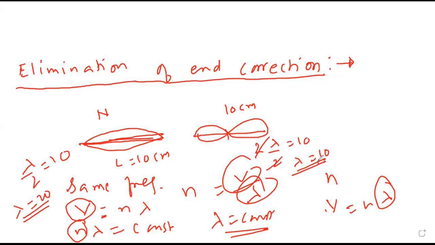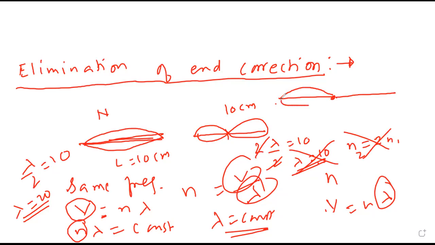Correct. If lambda becomes half, then frequency will become double of the original, yes? So it is not resonance. Now if two loops are formed, but I double the length of the original, such that one loop's length is the same as the previous one. So now 2 lambda by 2 will become total 20. So 1 lambda will still remain 20. So can I say this is resonance? Yes, sir. Just understand what I'm saying.